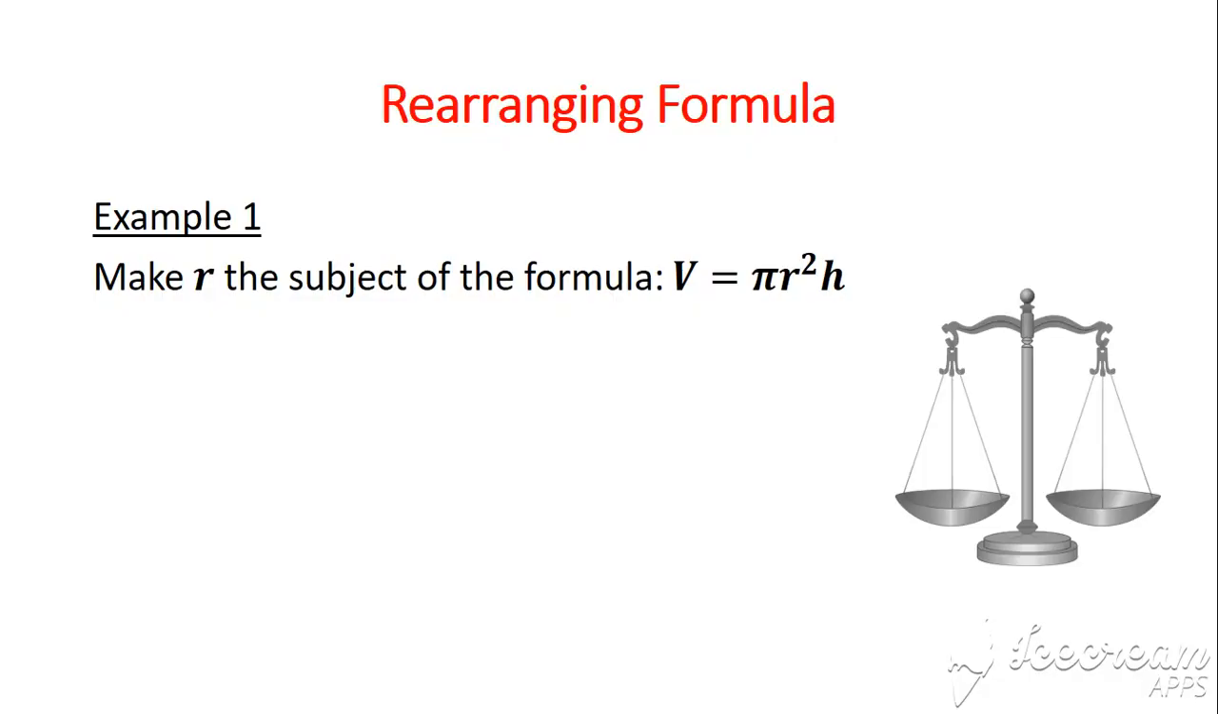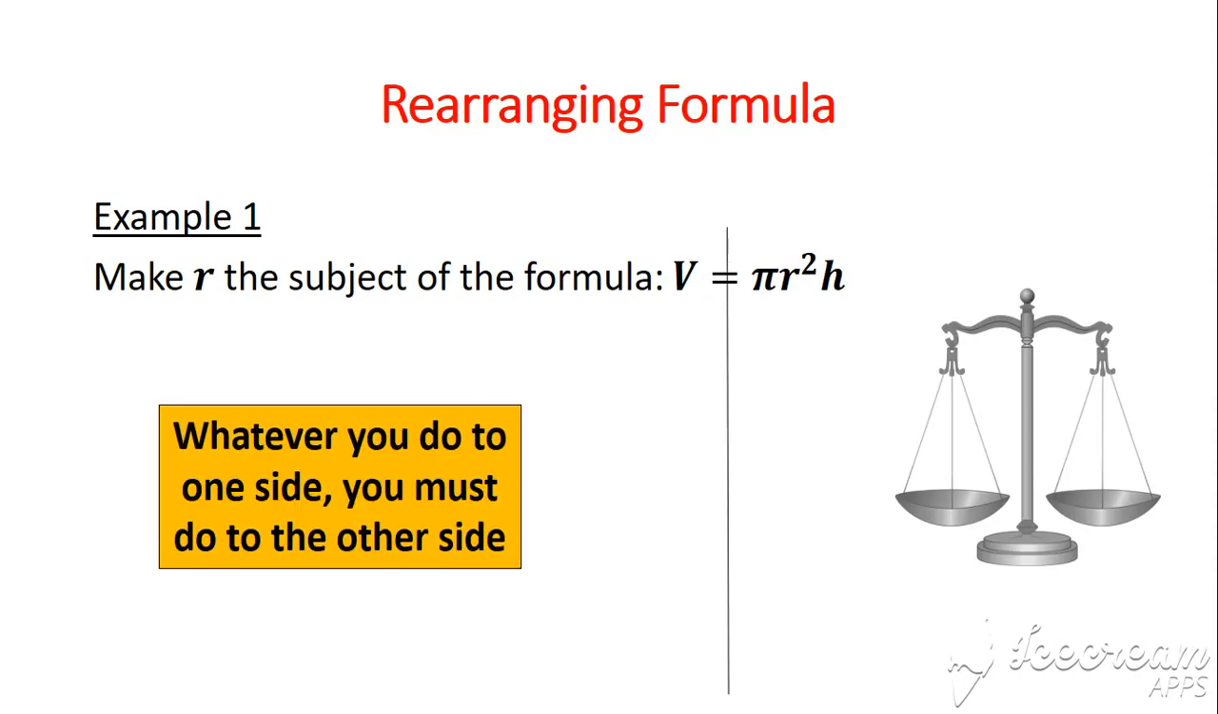Right, straight into example 1. We're going to make r the subject of the formula v equal to pi times r squared times h. When I say make r the subject, what that means is rearrange the formula, so instead of putting v equal to something, we're going to have r equal to something. And the strategy we're looking at is whatever you do to one side, you must do to the other. So let's get into it.